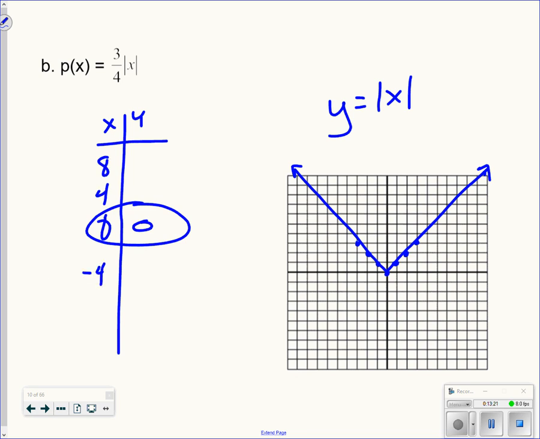The only reason for this is so that I don't get fractions. Anytime you have a fractional value that you're multiplying by, your increments of your XY chart should really be by the denominator. So if I plug 4 in, I get 3. I plug 8 in, I get 6. Negative 4, remember when you're doing the absolute value, you get 3 again and 6 again. So I'm going to graph those points. So I have the point 0, 0, the point 4, 3, and then I have the point 8, 6.